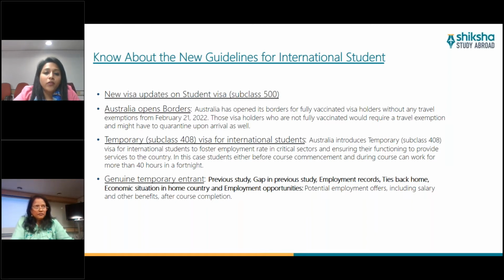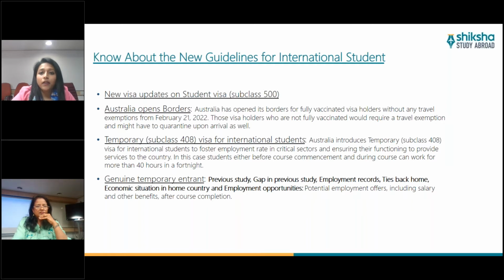Okay, so to add on to this, regarding fully vaccinated students, I would like to explain that you should have both the first and second doses of your COVID vaccination completed to be eligible to travel without exemptions. You should always carry this certificate. Although it is not required by admission universities, it is required for the visa and for travel. Coming to the genuine temporary entrant point, as rightly mentioned by Gayatri, this is a critical and very crucial part of the visa for Australia.